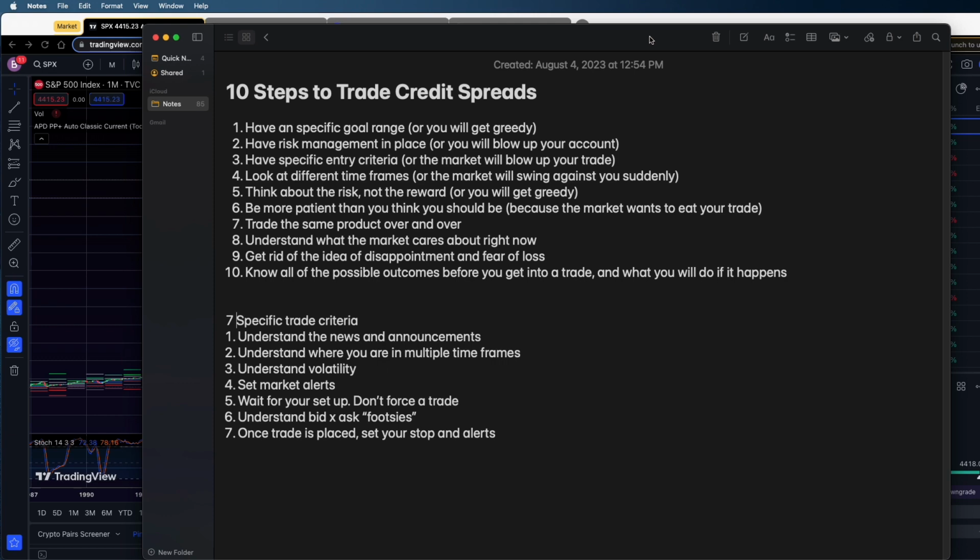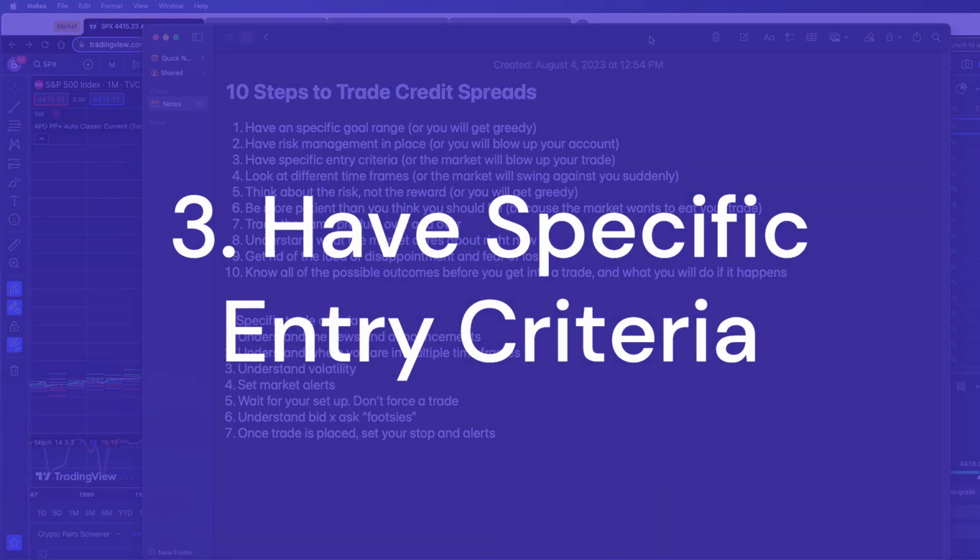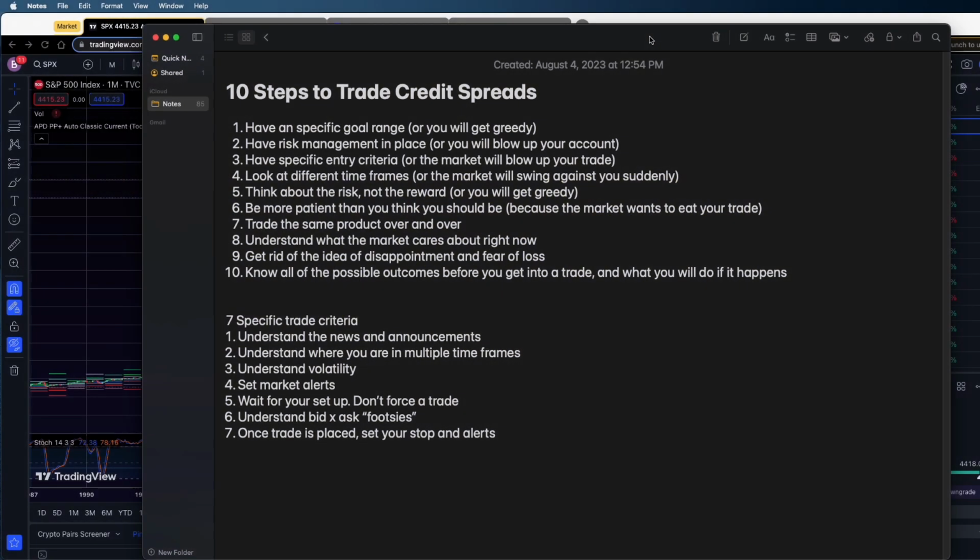Have specific entry criteria. So you want to have rules designated of when a trade looks good for you to enter. So you'll want to look at stochastics. Some people use the MACD. Some people use moving averages. You want to have a few of those set up and lined up for you to be okay.